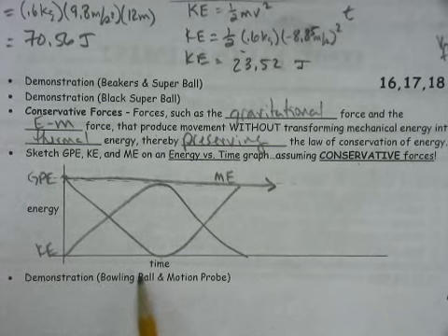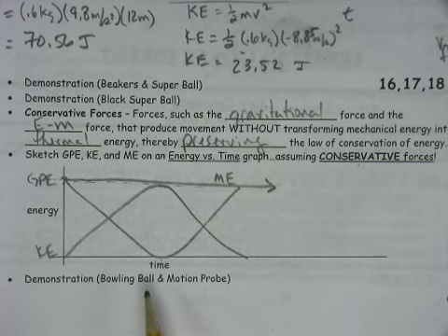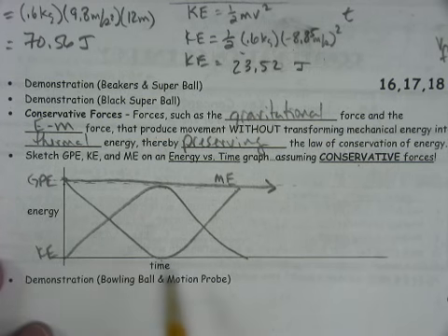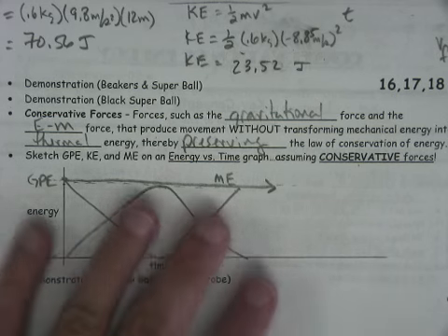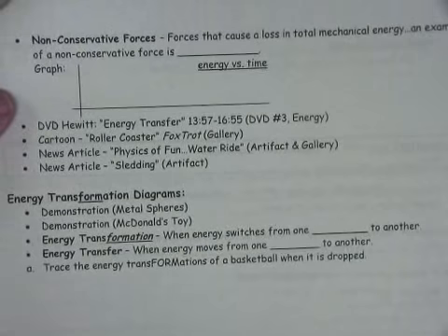Now, in class, we'll have a bowling ball suspended from the ceiling, and we'll swing it back and forth. We'll use a motion probe, so we can actually chart the kinetic energy as it swings back and forth, which would be kind of cool. Alright, flipping it over, let's talk about non-conservative forces.